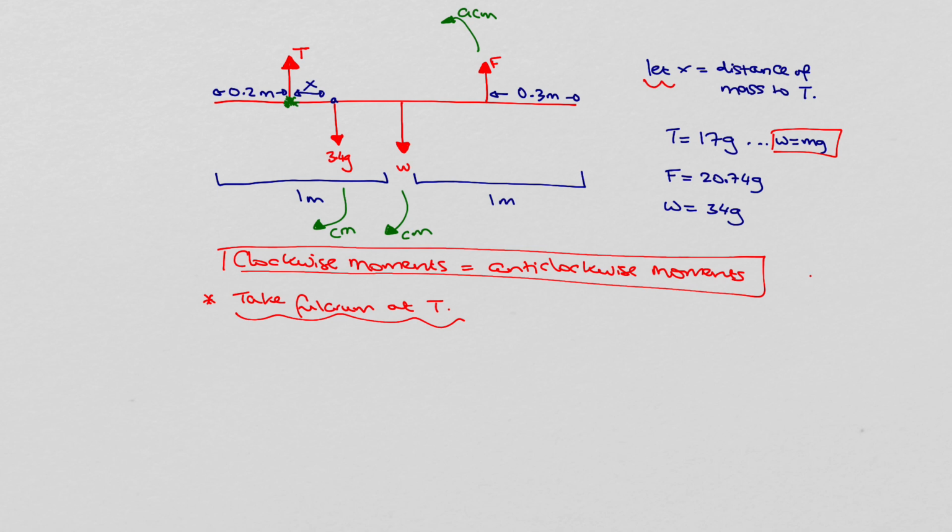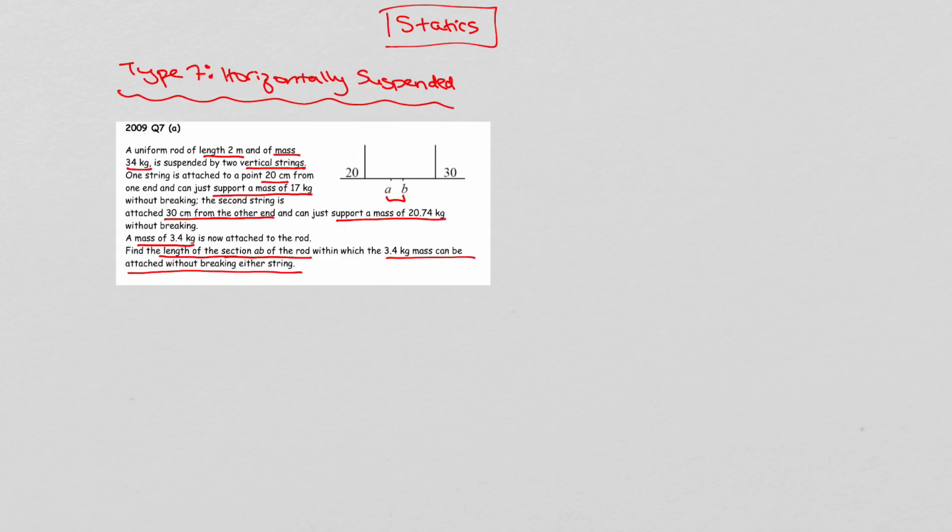So I know that F from the end is 0.3, and I know T from the end is 0.2. So therefore, the distance between T and F must be the rod minus 0.3 and minus 0.2. So in other words, the distance from T to F has to be 1.5 of a meter. So in other words, 0.2 plus 1.5 plus 0.3 is 2 meters in length, which is the length of the rod.